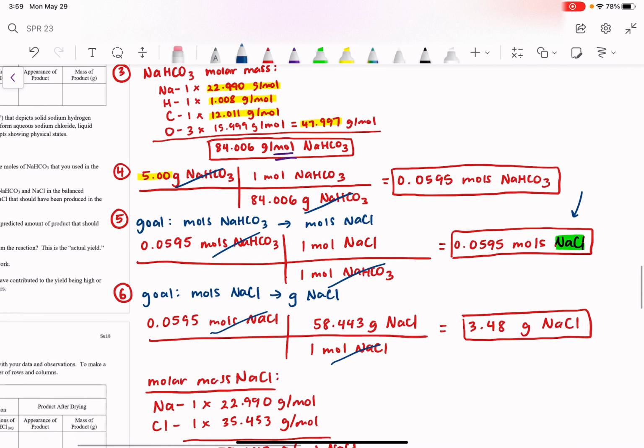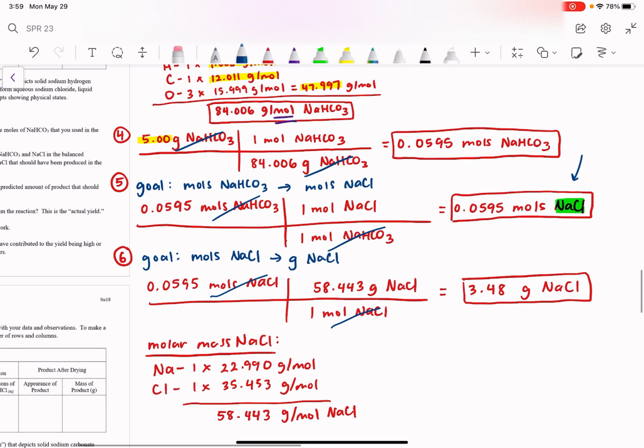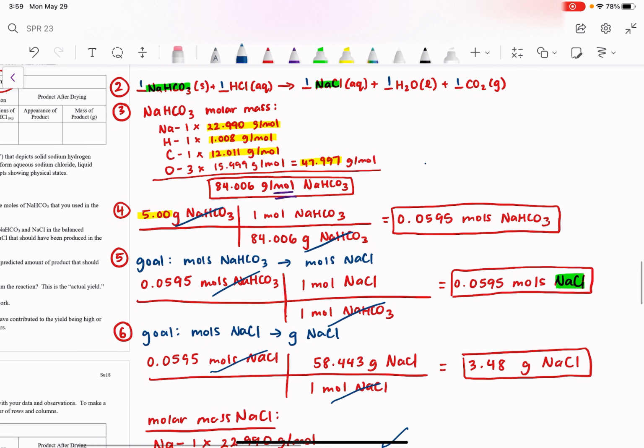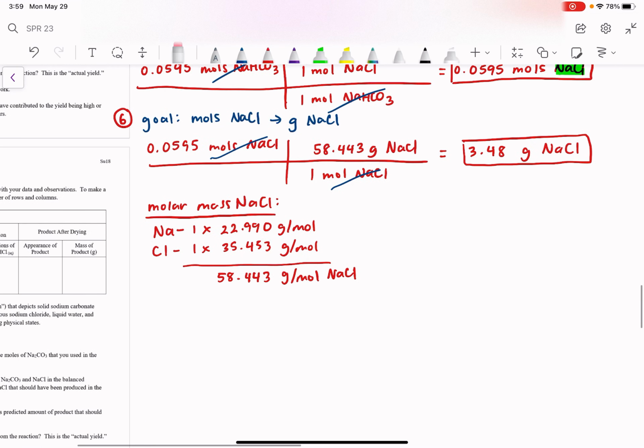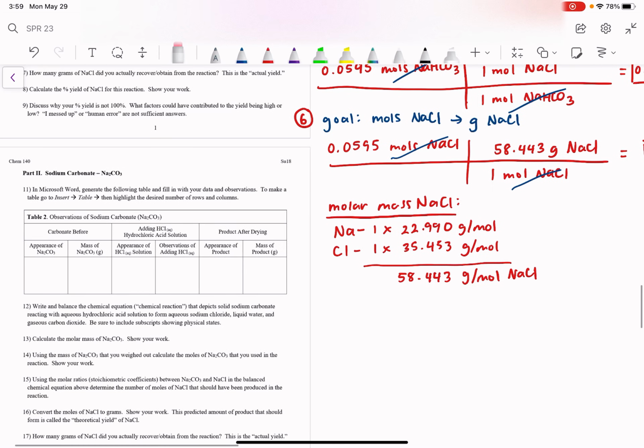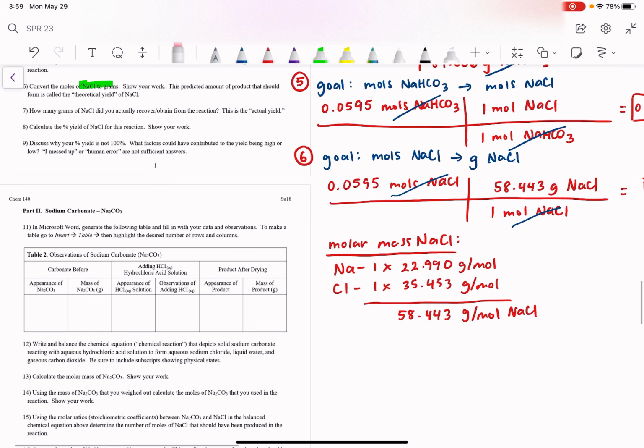In the next step, we went from moles of NaCl to grams of NaCl. And how did we do that? Well, we used our molar mass for NaCl, right? Just like we did up in this step. Okay. Phew. All right. Now, what does number 6 say? It had one more thing that I wanted to mention.